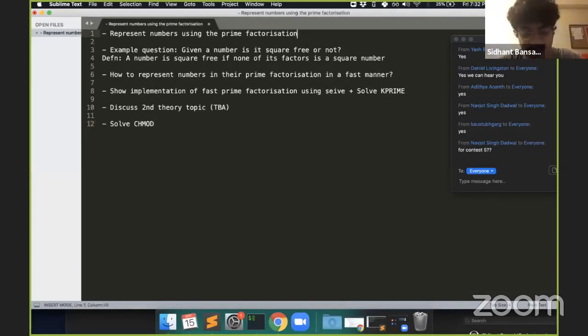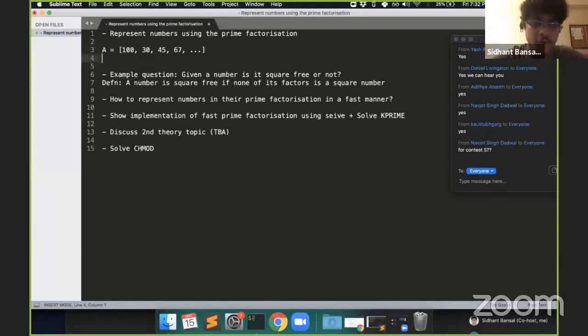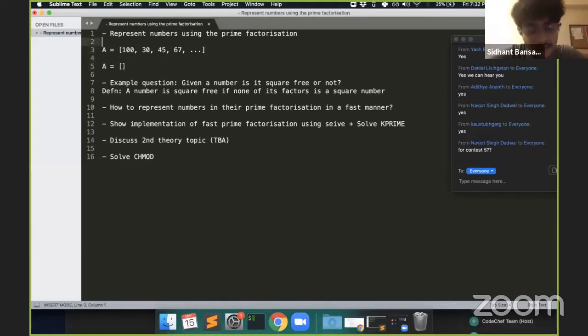The idea is that, let's say you're given an array A, something like 100, 30, 45, 67, and so on. Now, don't think of the array as such. Obviously, the array will be different for different inputs, but don't think of the array as numbers. Instead, think of the array as the prime factorization of each element, something of this sort, and 3 into 5 and so on. Basically, think of each element as its prime factorization. The benefits are a lot when you start thinking about mathematics for competitive programming, at least like this.